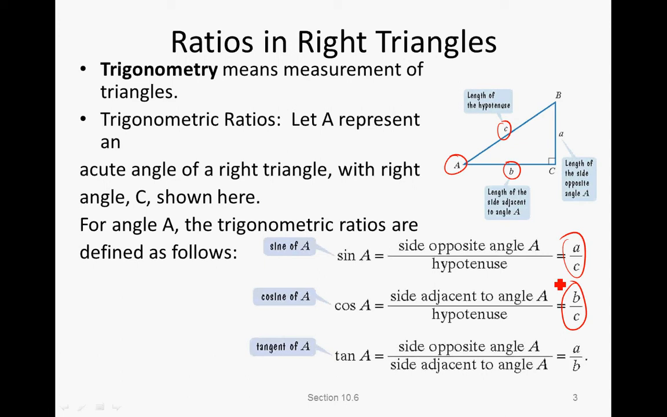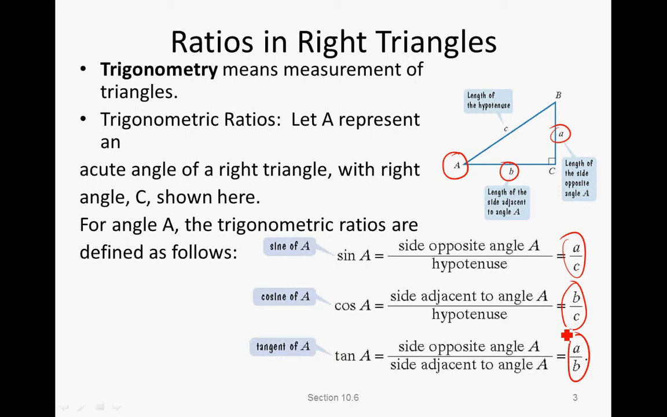And finally, the tangent of angle A. Again we're looking at angle A, and the tangent is the side opposite angle A, so that is side A, and then the side adjacent to angle A, which is side B. So the tangent ratio is defined as A over B, or side opposite to side adjacent.